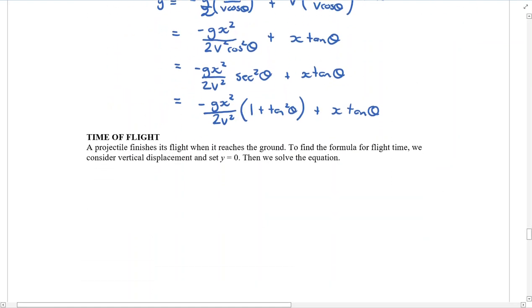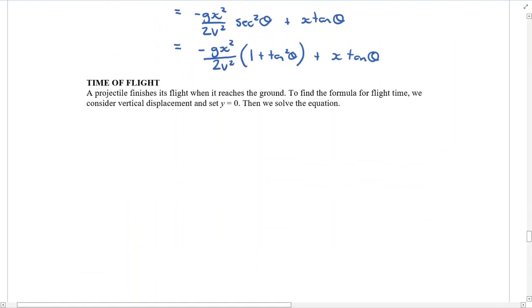All right, what do we want to derive next? Next one, time of flight. A projectile finishes its flight when it reaches the ground. To find the formula for the time of flight, we consider the vertical displacement, the y direction, and we make it equal to 0. That's what we've been doing. We did that in those other questions.